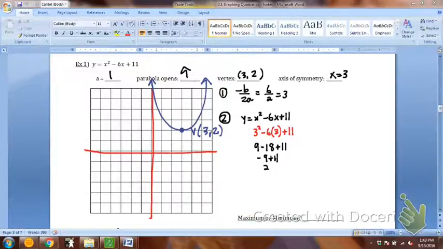Okay, so if my parabola is opening up, what's the other thing I need to draw? Anybody know? The axis of symmetry. And remember, it's an imaginary line, so to represent an imaginary line, you should be using your pencil, not your highlighter.